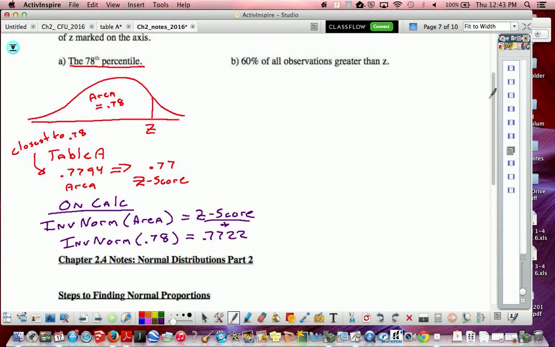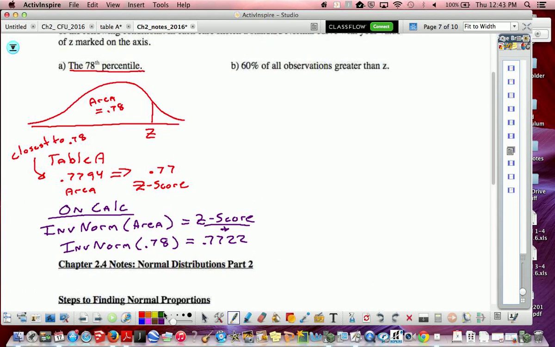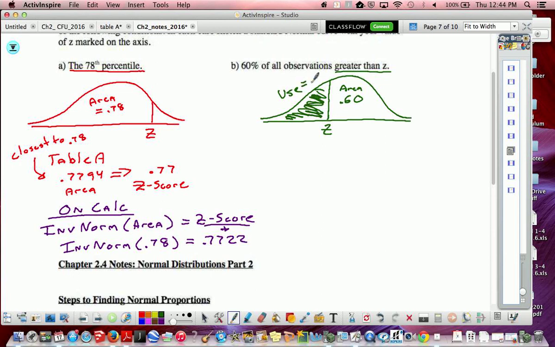Let's take a look at the last one. And this is why a picture is so important. 60% of all observations are greater than Z. Well, the information they give you here is this. It's not 60% or less, 60% or more. So you're actually where this area is 0.60. But in order to find Z, this is the area you have to use, because table A and inverse norm are always doing less thans. So if I want to use this area, what is it? 40%. Yeah, 40% or 0.40.